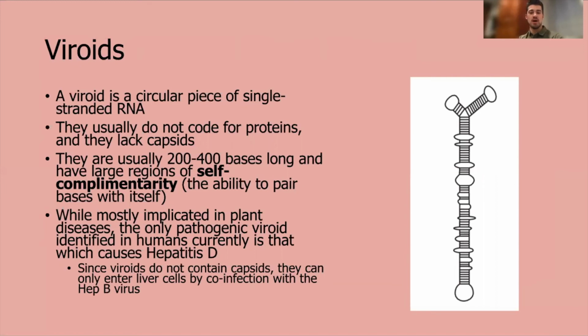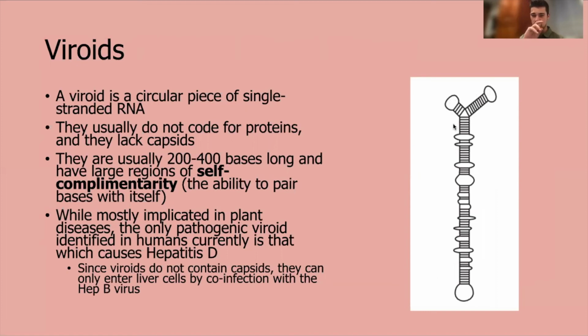So they usually do not code for proteins. They're usually enzymatic by nature, and they lack capsids. So if you look to the right, this is a picture of a viroid. This is actually one single continuous strand of RNA. So it's actually looping around and it's connecting at different points with itself.